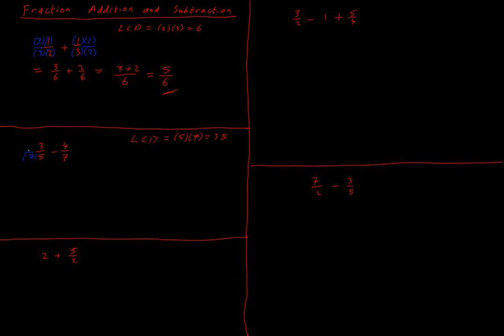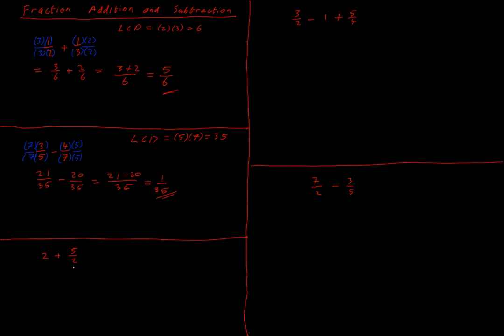So I need to multiply the 5 by 7, and I must do the same thing on the top. I must multiply the 7 by 5 to get 35, and I must do the same thing on the top to keep my ratio the same. So I end up with 21 all over 35 minus 20 all over 35. And now I have 21 35ths minus 20 35ths. So I have 21 minus 20 all over 35, which is equal to 1 all over 35.